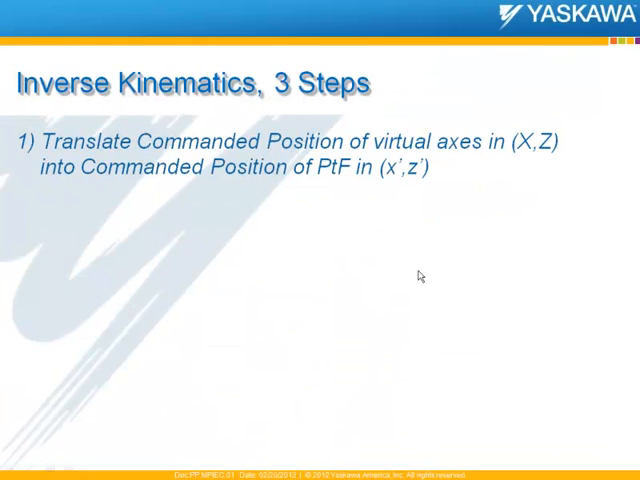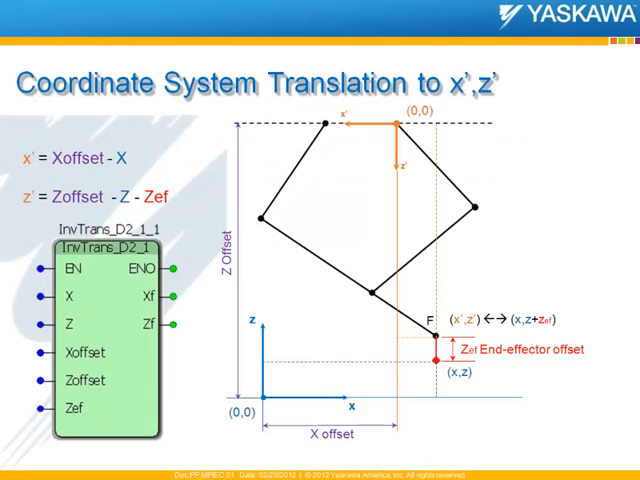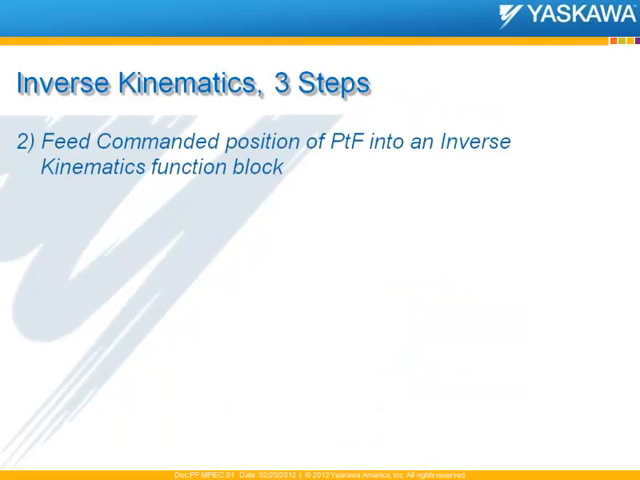Okay, so I may have gotten a little bit ahead of myself here, but our inverse kinematics, just to review, the 3 steps are to translate the commanded position of the virtual into a commanded position of point F in our mechanism space. So here we simply go the other way. We do the inverse. Now we know our virtual is here, and now we have to translate back to the mechanism coordinate system. So we first get to point F, and then we flip it upside down through an inverse kinematic, and then we apply the inverse kinematic function block.